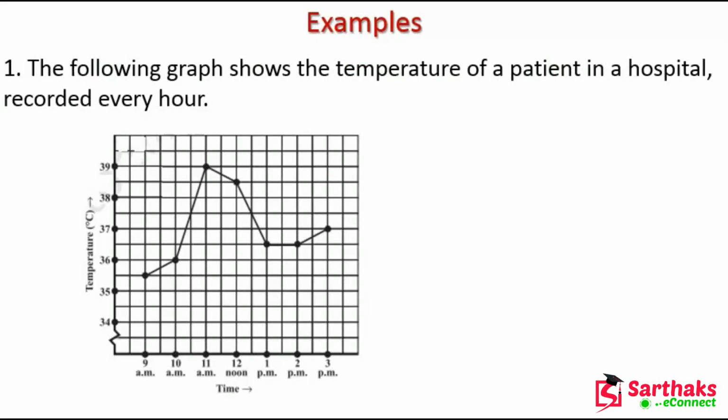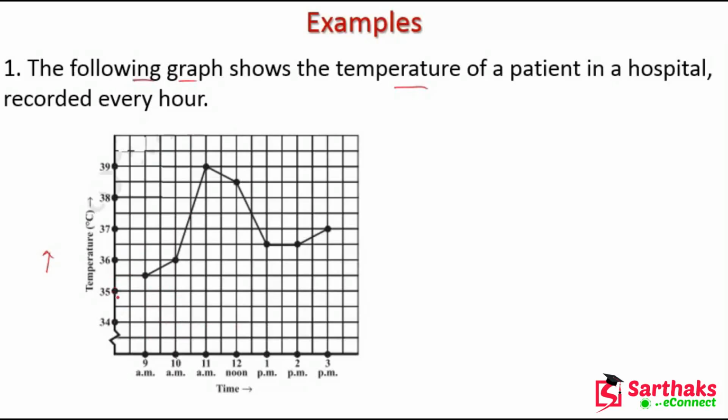Now, the following graph shows the temperature of patients in a hospital recorded every hour. On the x-axis we are plotting the time, which is 9 a.m., 10 a.m., 11 a.m., 12 noon, 1 p.m., 2 p.m., 3 p.m. And on the y-axis we represent the temperature, starting from 34: 34, 35, 36, 37, 38 and 39. So this is the temperature. The graph shows the temperature of patients in a hospital, which is recorded every hour.